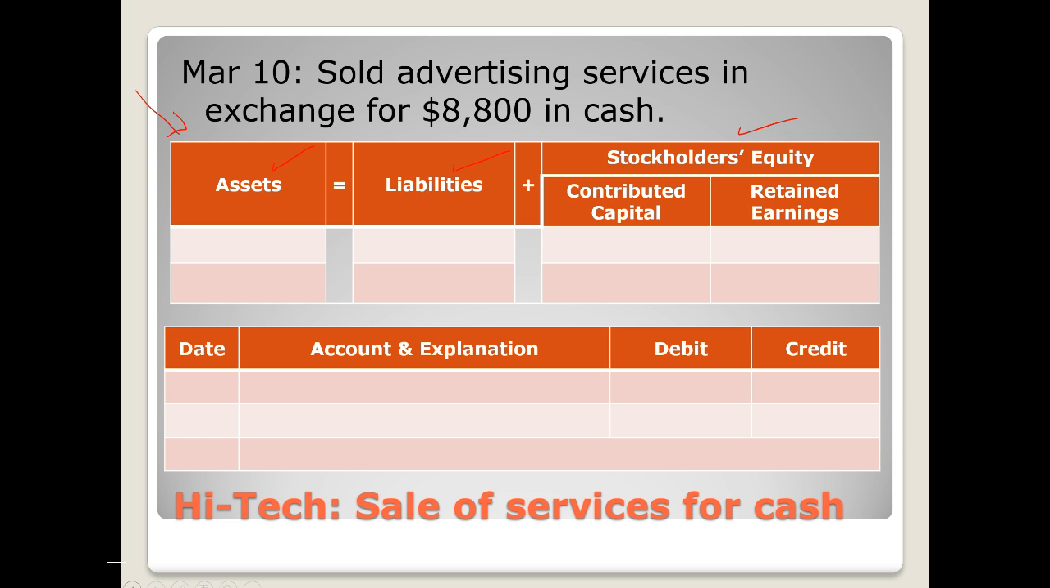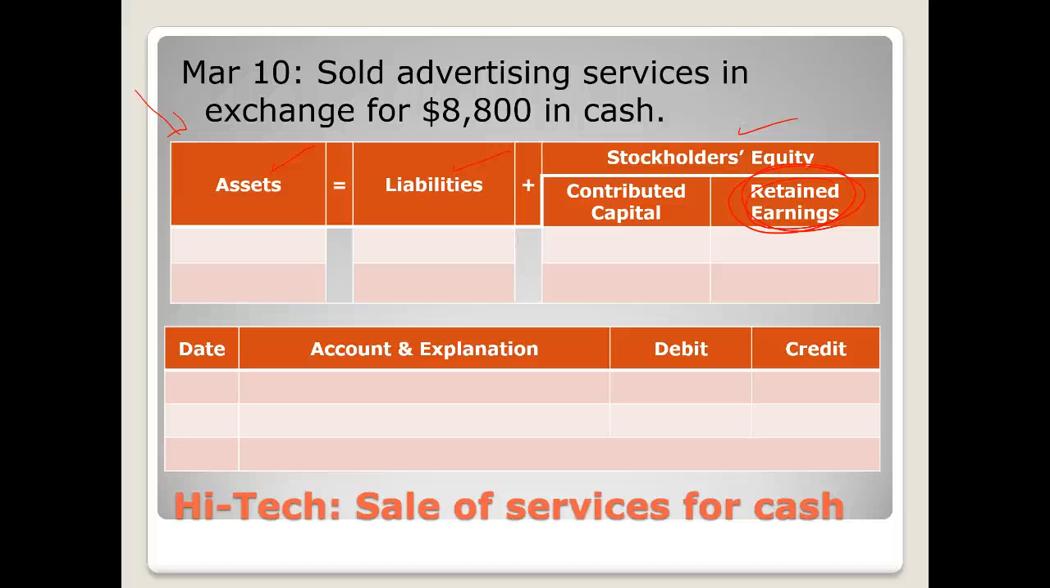If you said stockholders' equity, then you're correct. Because what it actually affects is retained earnings. When a company does their selling, they increase a revenue, and revenues increase net income, which increases retained earnings. An increase in a revenue, in stockholders' equity, is going to be a credit. So we know that the company had a credit to service revenue account of $8,800.